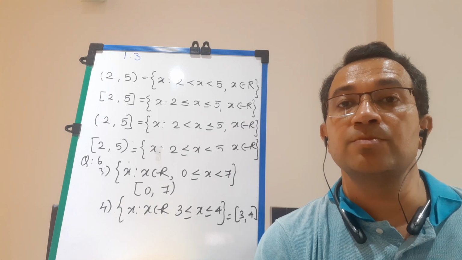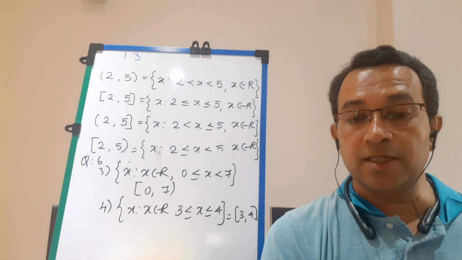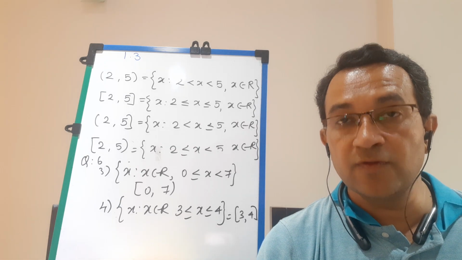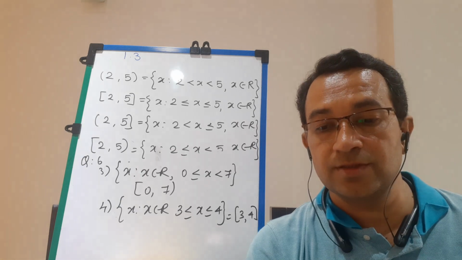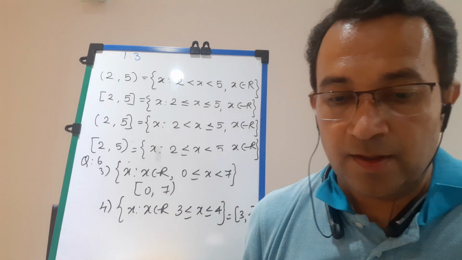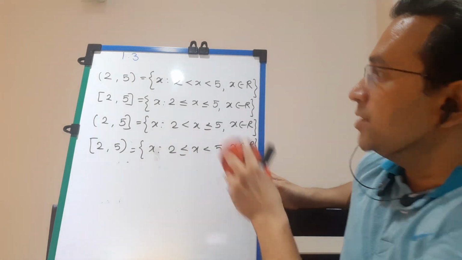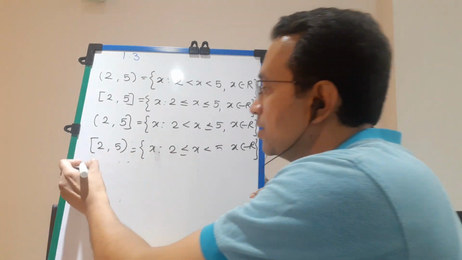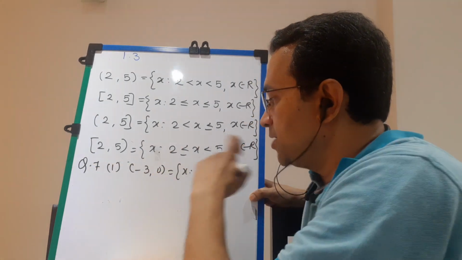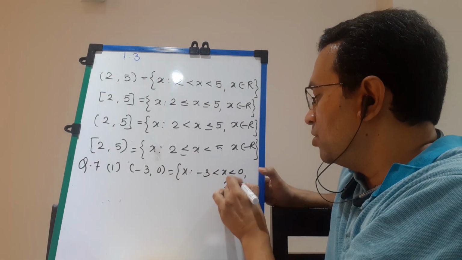So students, your application part should be very sound, and you should be very alert in applying the formulas. Now the 7th question is the reciprocal of this. Write the following intervals in set notation, in property form. Question 7, part 1: open minus 3 to 0. x such that minus 3 is less than x less than 0, x belongs to R.